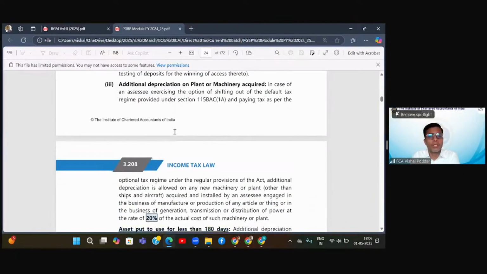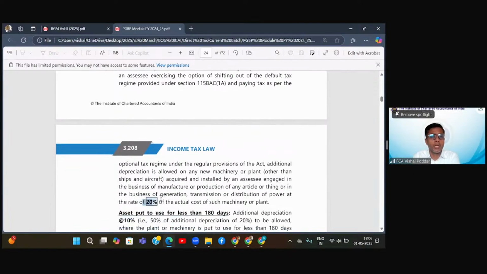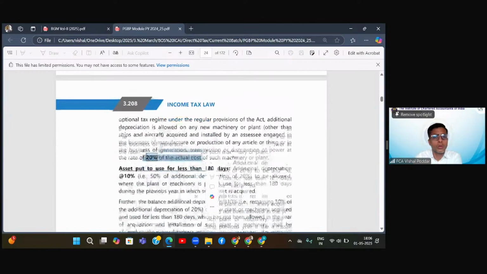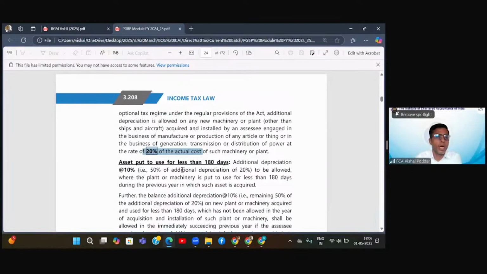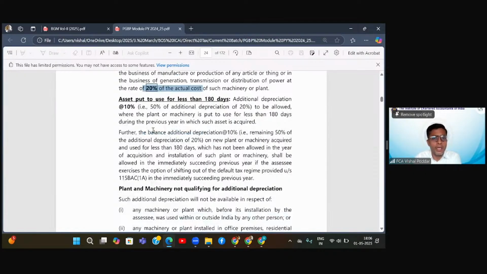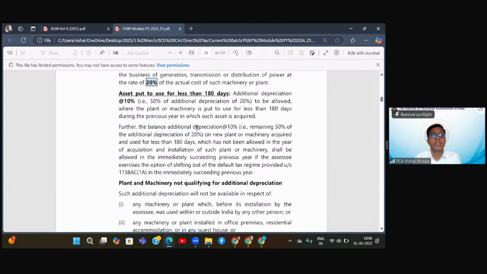Then we have this concept of additional depreciation. Additional depreciation is always allowed at the rate of 20% on the actual cost. It will be allowed only in the first year. Now, if in the first year the asset is put to use for less than 180 days, you will be allowed half as per our rule. So only 10% will be allowed. But where in the first year it is allowed half, the balance half can be claimed in the next year.